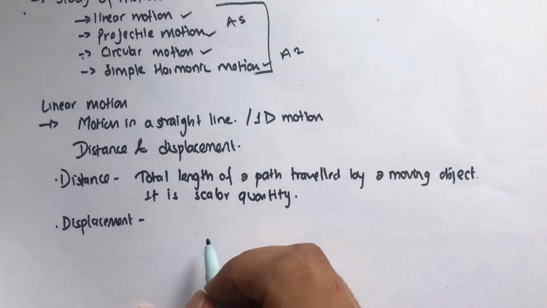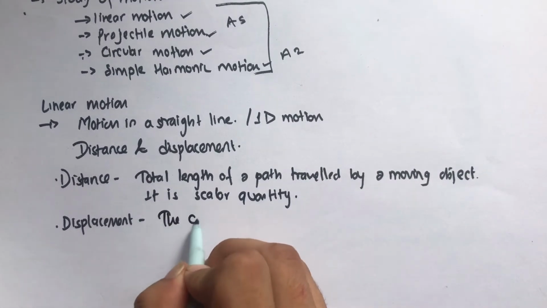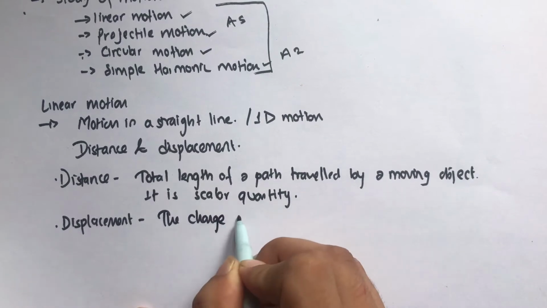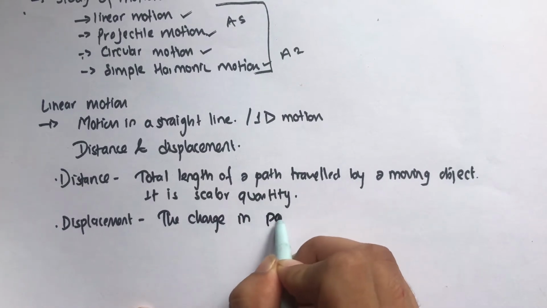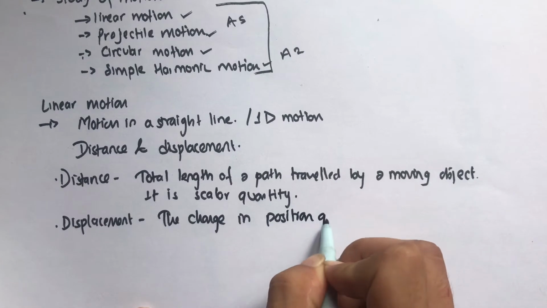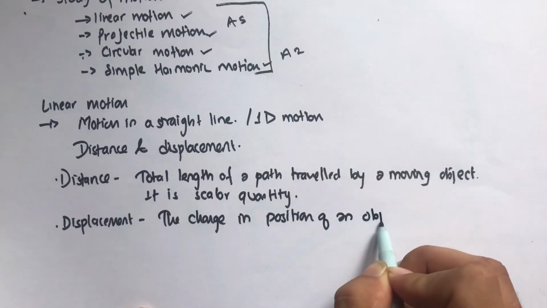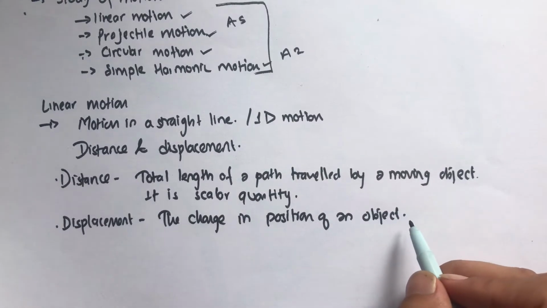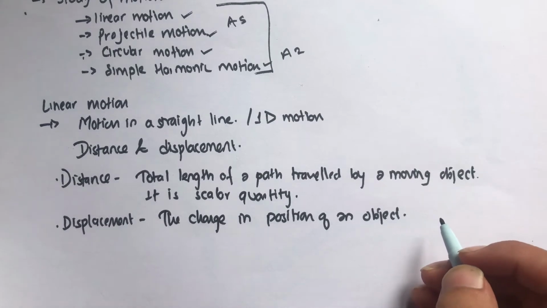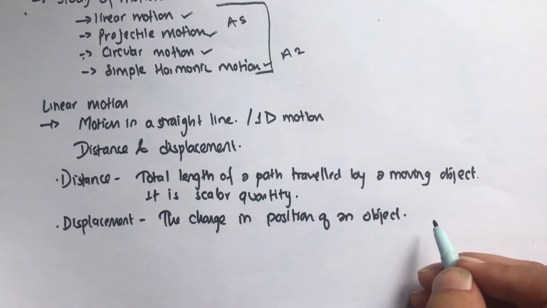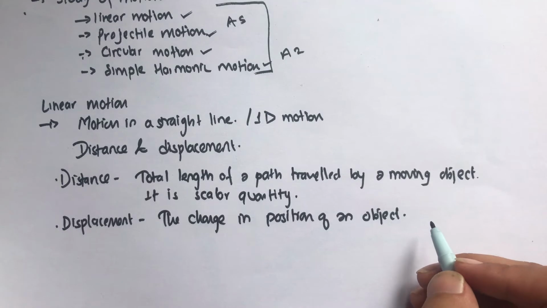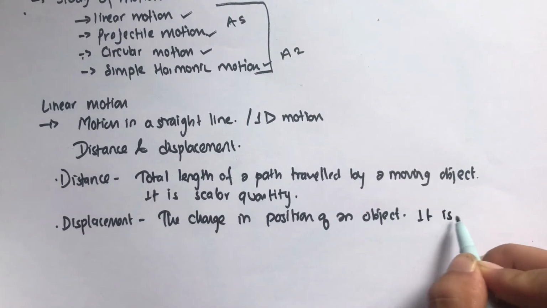Displacement, on the other hand, is the change in position of an object. So displacement of an object is how far the object has traveled from its initial position. It does not measure the total length of path that an object covered. It is a vector quantity.